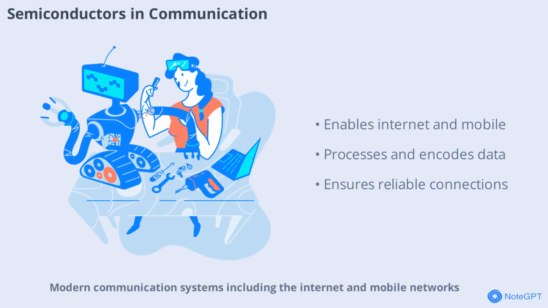Modern communication systems, including the internet and mobile networks, rely on semiconductors and logic gates. They process signals, encode data, and ensure reliable connections. Without these components, global communication as we know it would not be possible.